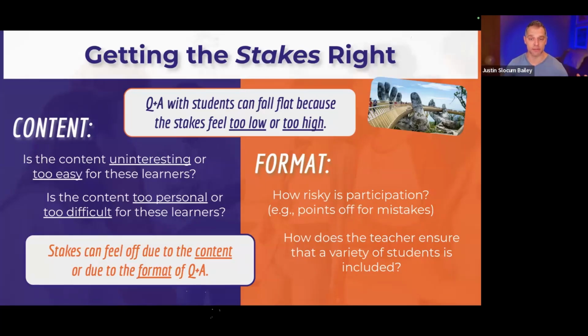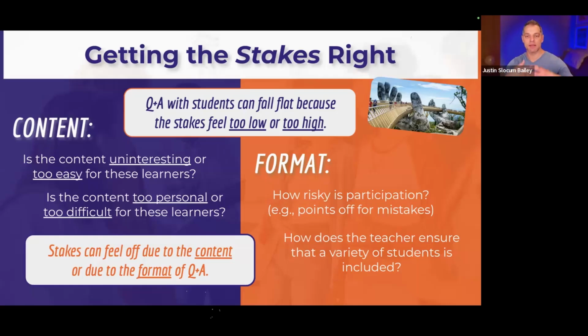That doesn't mean that you can't mentally keep track of who's speaking and things like that. But that's just one little example there. And related, how do I make sure that a variety of students is included? So this transitions a bit into our last point of how do we support students' comprehension and production.